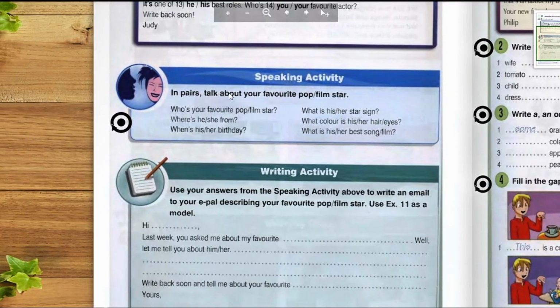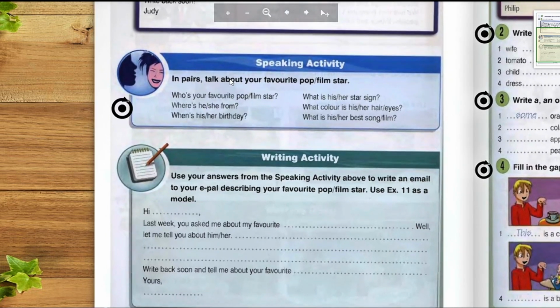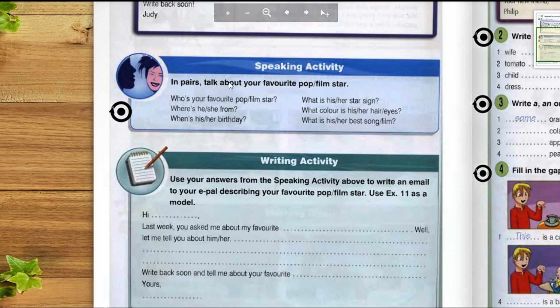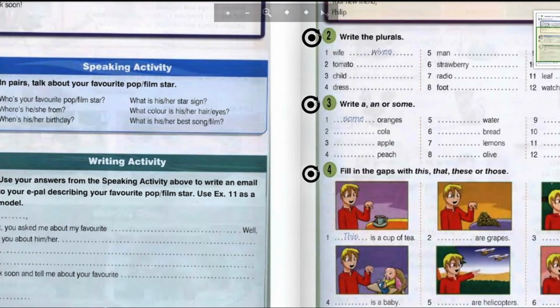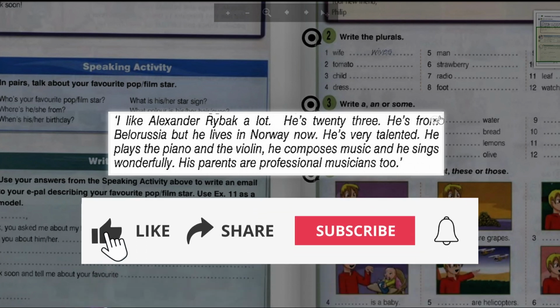Our next one is a speaking activity. In pairs, talk about your favorite pop or film star. Who is your favorite pop or film star? Where is she from? When is her birthday? And etc. So you can, for example, read an example. I like Alexander Rybak a lot. He is 23. He is from Belarus. He lives in Norway now. He is very talented. He plays the piano and the violin. He composes music and sings wonderfully. His parents are professional musicians too.